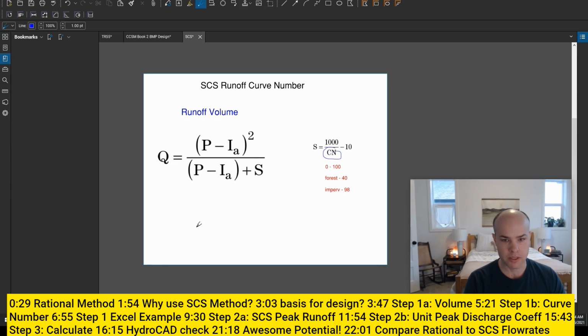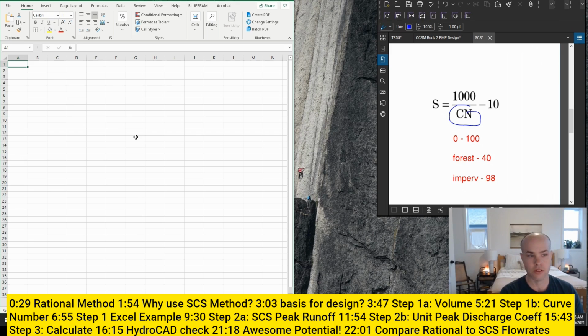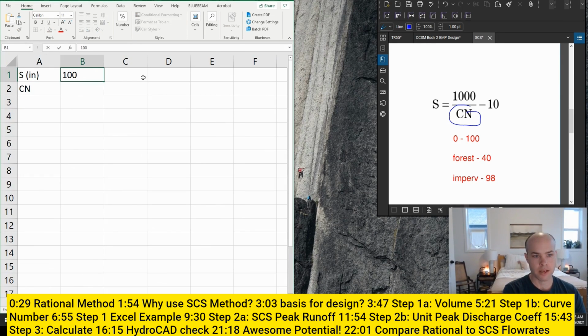So I'm going to open up an Excel spreadsheet and just show you exactly how you would do this. So let's start with curve number. S is going to be in inches. This is going to be the storage value, and then CN is going to be our curve number value. And so S is going to be equal to 1000 over curve number minus 10. So if we have an 80 value for curve number, we got 2.5 for S. If we have a 98 value, we got a much smaller number, 0.2.